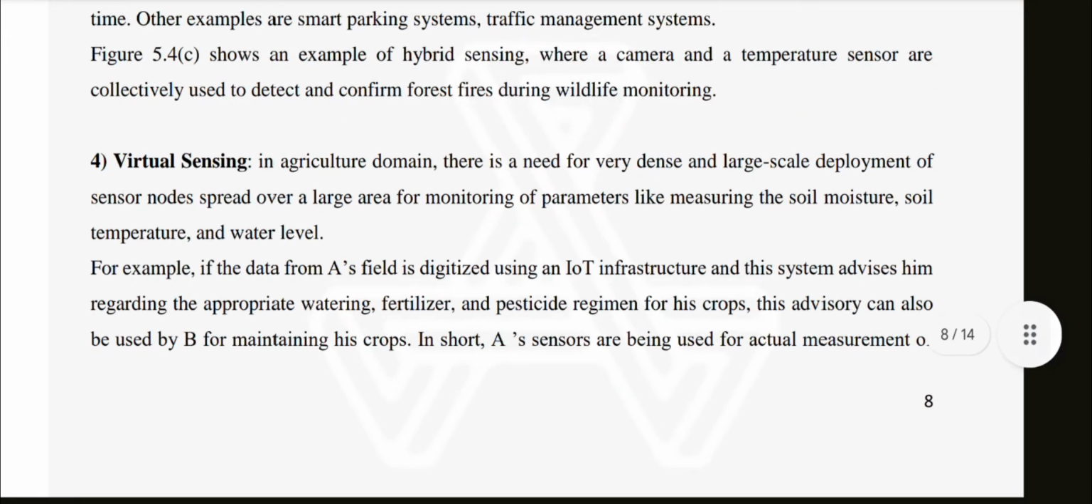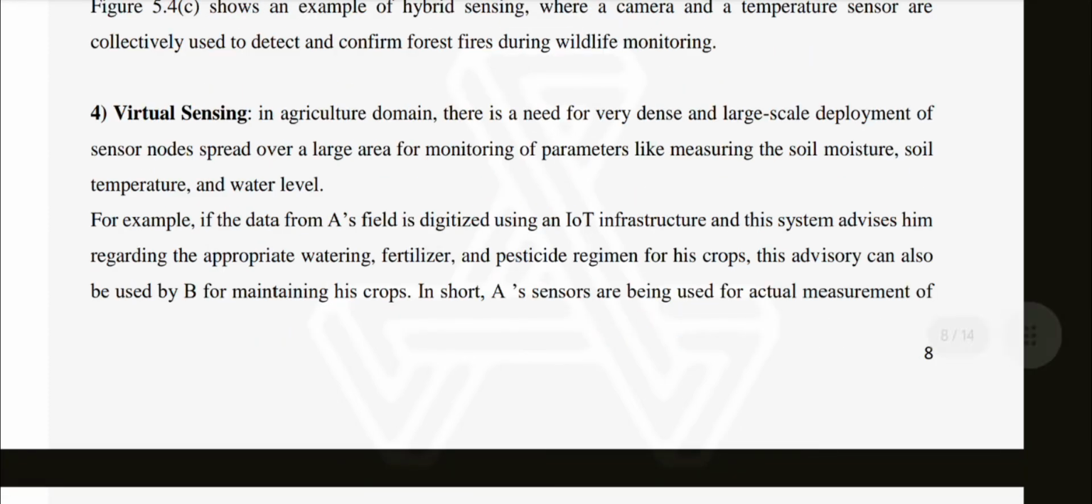Virtual sensing. In the agriculture domain, there is a need for very dense and large scale deployment of sensor nodes spread over a large area for monitoring of parameters like soil moisture, soil temperature, and water level. For example, if the data from A's field is digitalized using the IoT infrastructure, this will advise him regarding the appropriate watering, fertilizing, and pesticide regimen of the crops. This advisory can also be used by B for maintaining his crops.